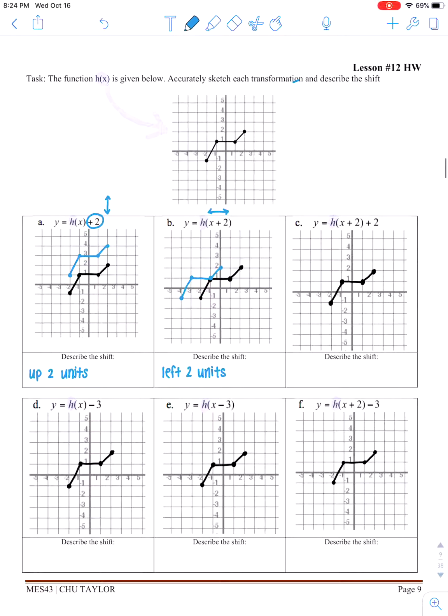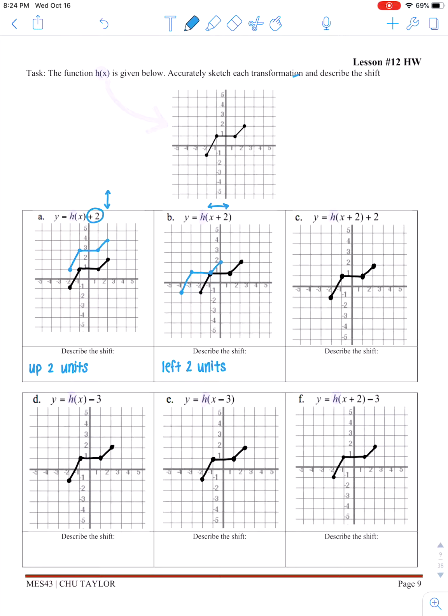Those are the 2 examples that I'm going to do for this homework. Please go ahead and finish the rest of these.